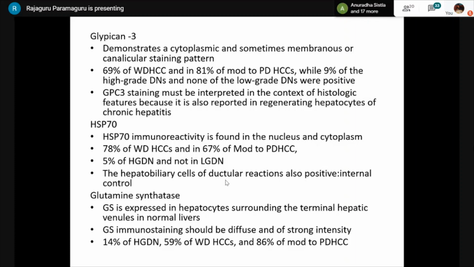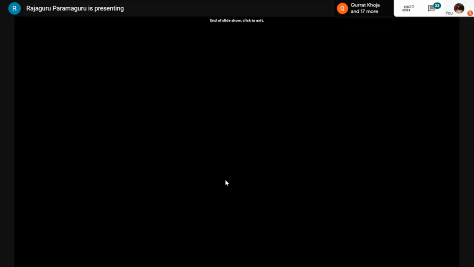What you have to do is look at the histological picture, the CD34 IHC, and these other three markers to come to a diagnosis. The main problem will be differentiating a high-grade dysplastic nodule from an early HCC. So as I said, you can make use of infiltration into the portal area as a marker of early HCC, and the other changes will be almost similar between the high-grade dysplasia and the early HCC. So this is all from me. Thank you.